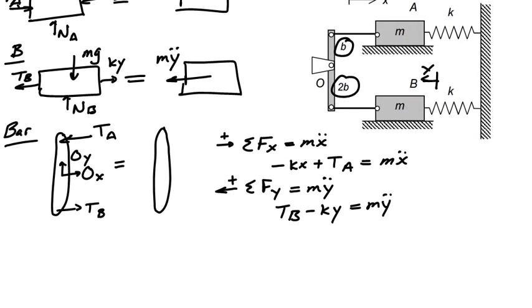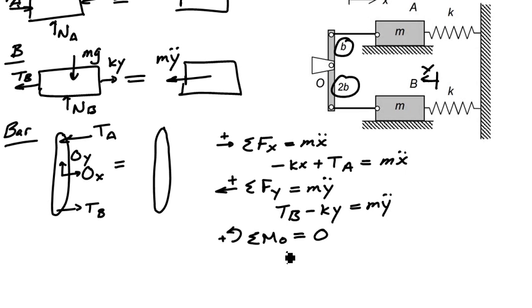In the case of the bar, because I don't want to deal with the unknown reactions at point O, I'm going to sum moments about point O. And because the bar is massless, it'll have no inertia, so this is actually a static moment summation. I'm going to choose to do so in a counterclockwise positive fashion. If I do that, what am I going to get?